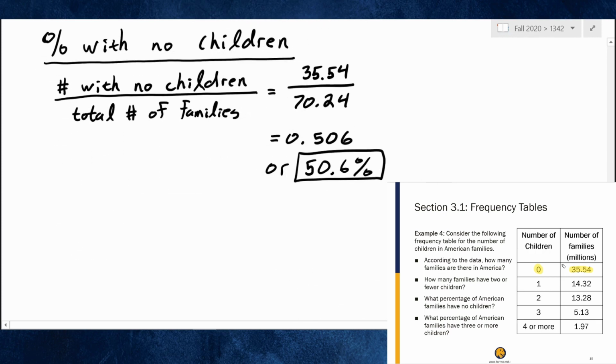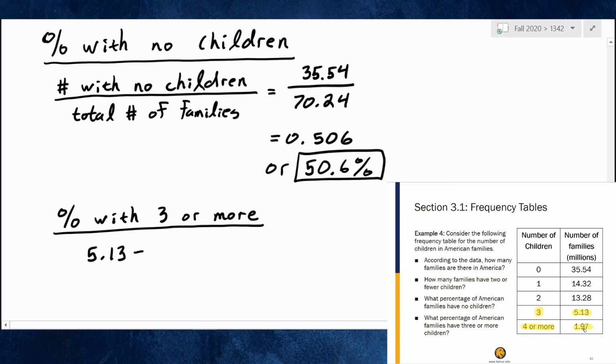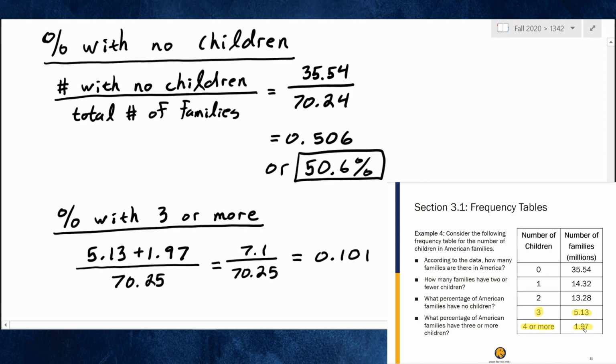And then the next one says, what percentage have 3 or more children? To do this one, we need to take the column for 3 and the column for 4 or more and put those together. I'm going to take the amount for 3 children, 5.13, plus the amount for 4 or more, 1.97, add those together, and then divide that by the total number of families. That's going to be 7.1 divided by 70.25. As a decimal, it comes out to 0.101 when rounded off, or as a percentage, 10.1%.